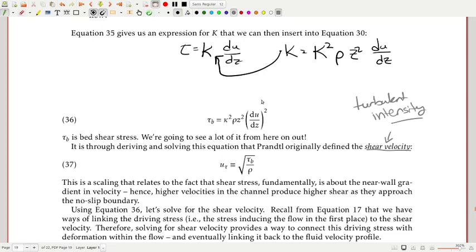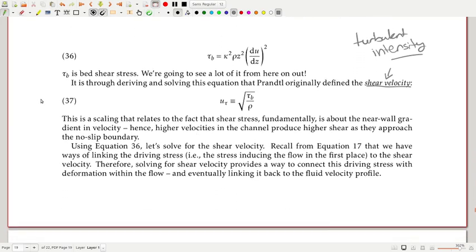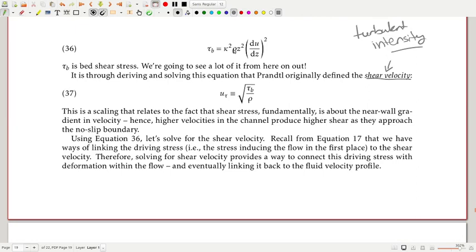And so this is something that Prandtl came up with as a result of producing the law of the wall and building this analysis of the velocity profile. He wanted to solve this and realized that you could take tau b over rho, and the square root of that is in fact a velocity scale, which he then said is the shear velocity, so the velocity driving turbulence. So I want to write that here. So shear velocity equals, by definition, the velocity driving turbulence.